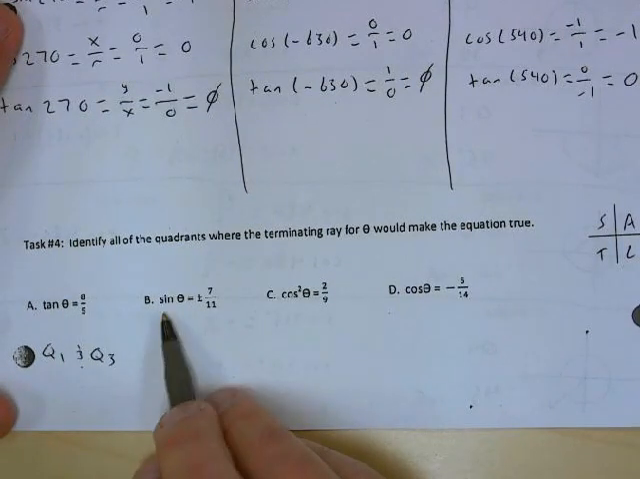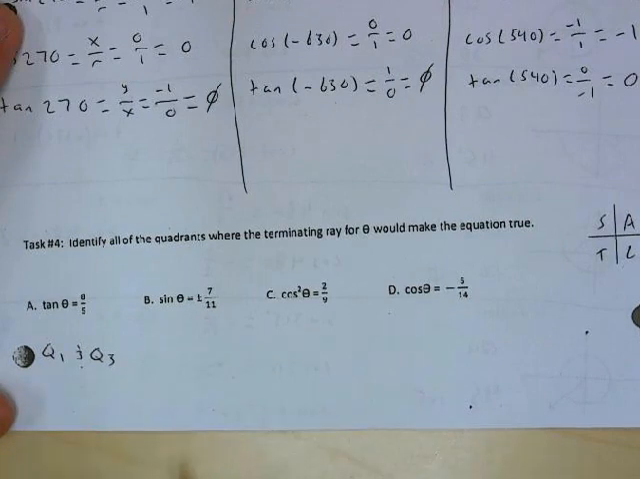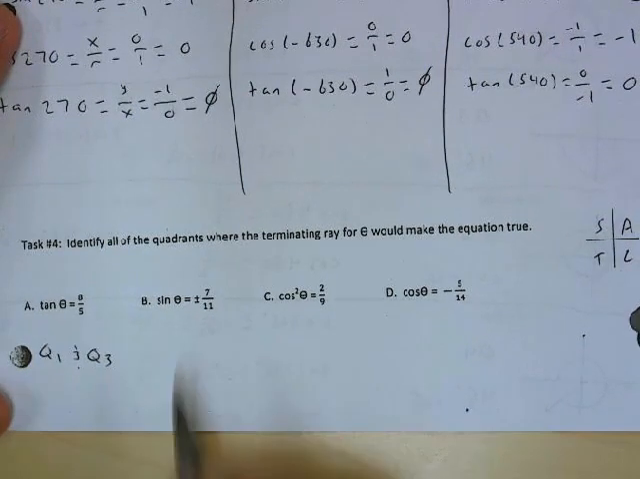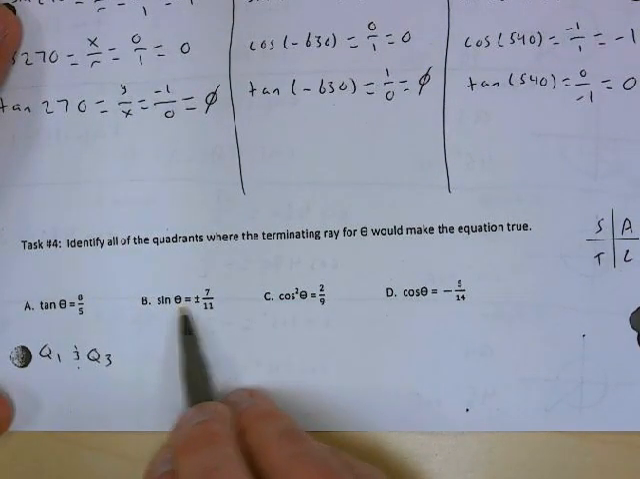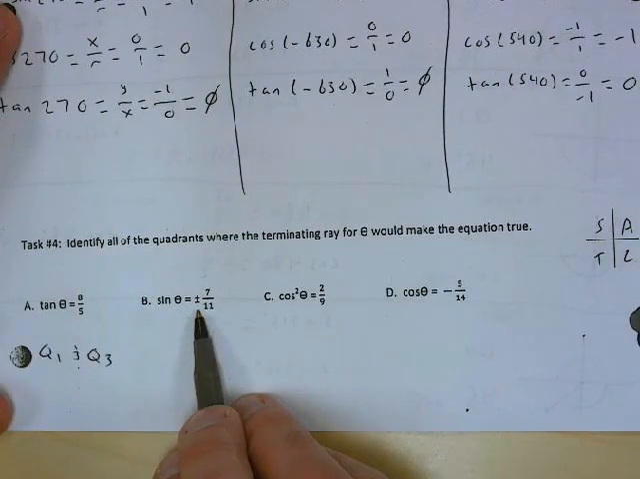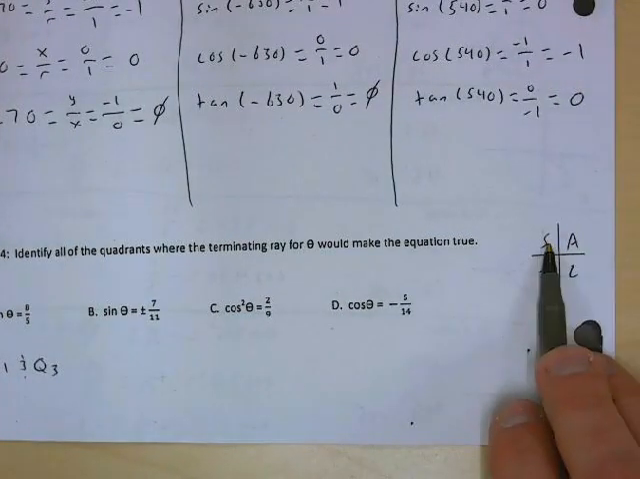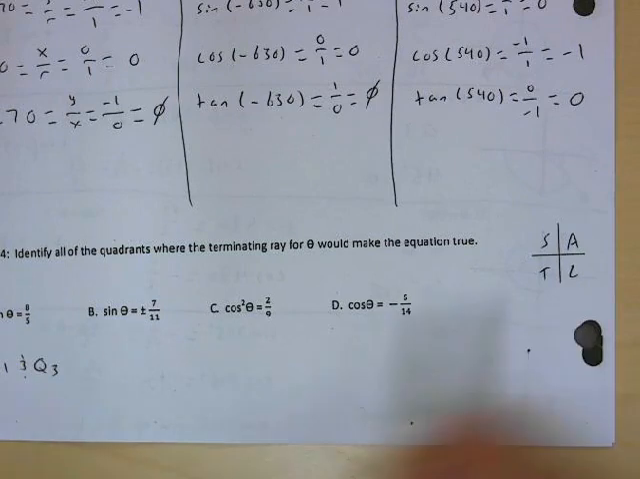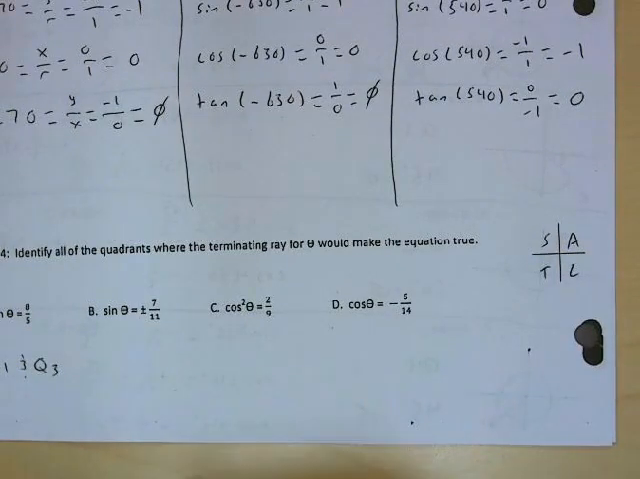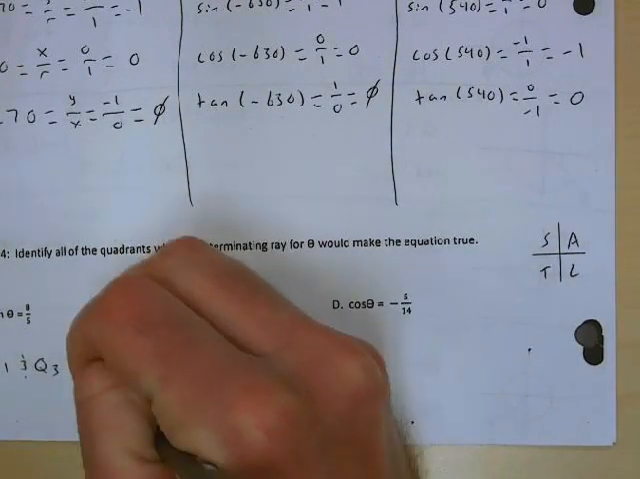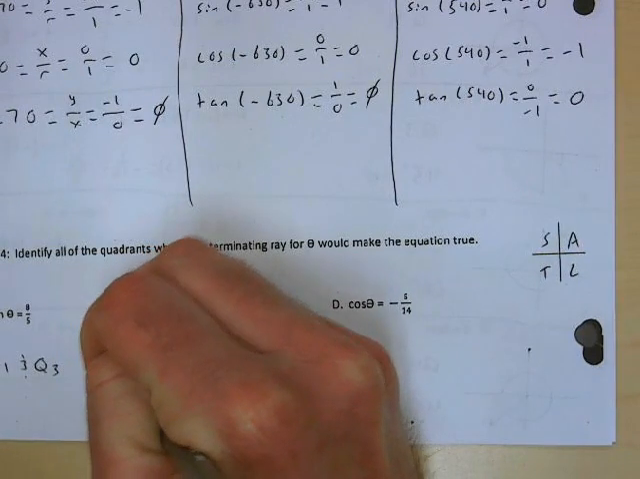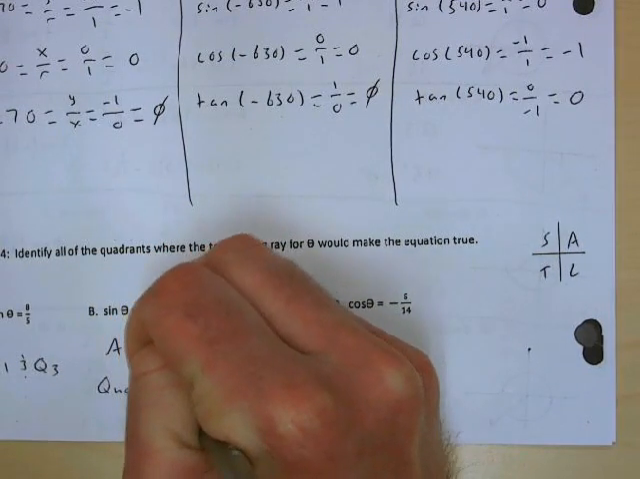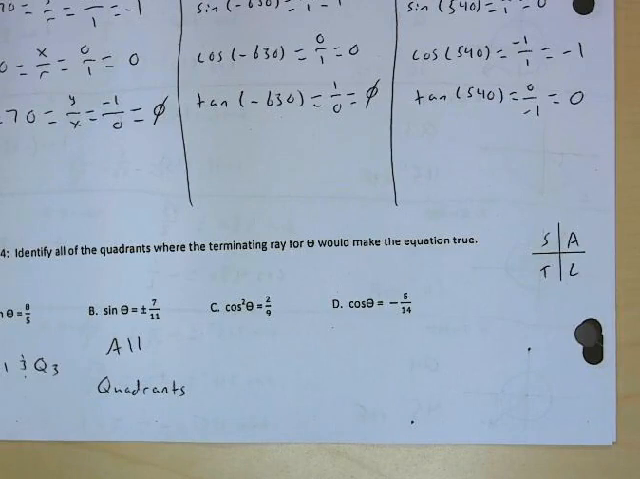Okay? Next, sine of theta equals plus or minus 7/11. Okay, now again, don't worry about the number. Where can sine come out either positive or negative? Well, it's positive in 1 and 2. It's negative in 3 and 4. So since it has a plus or minus here, well, then that's all quadrants. Okay. All right, next one.